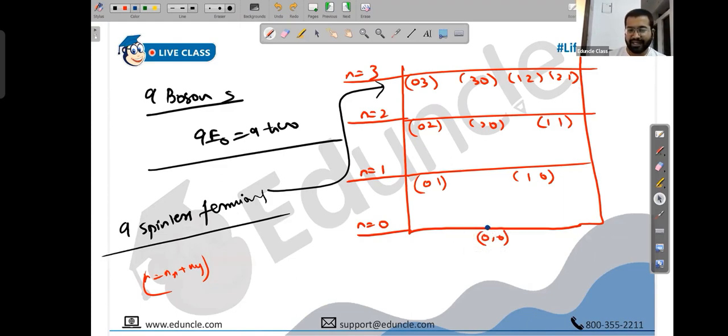Anyway, so 9 spinless fermions, I cannot have 2 electrons in the same state, otherwise they'll be identical. So 1 in each. 1 here, 1 here, 1 here. 3 is done. 4, 5, 6, and then 7, 8, 9. That's it. So the minimum energy of the system is 1 in the ground state, 2 in the second state, E1. 3 electrons are in E2 and 4 electrons are in E3.